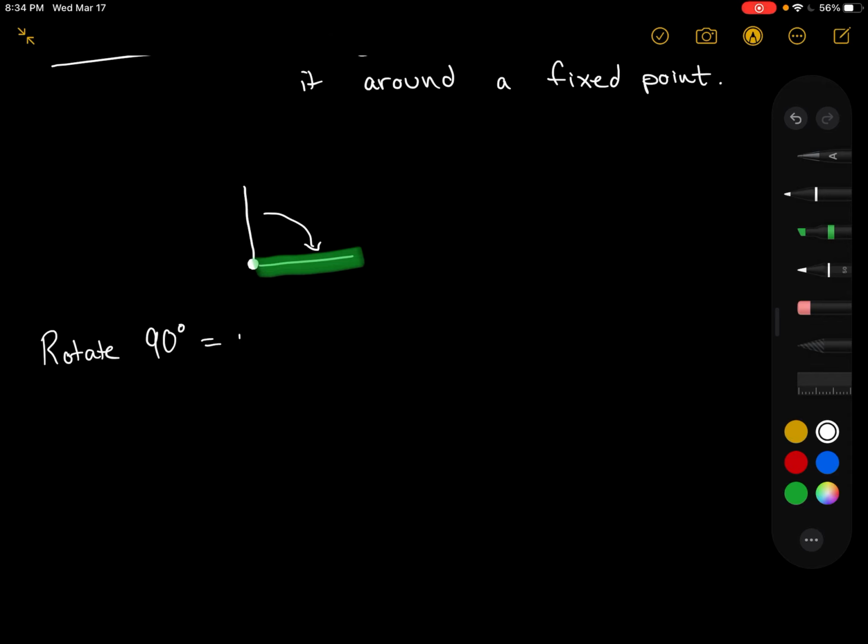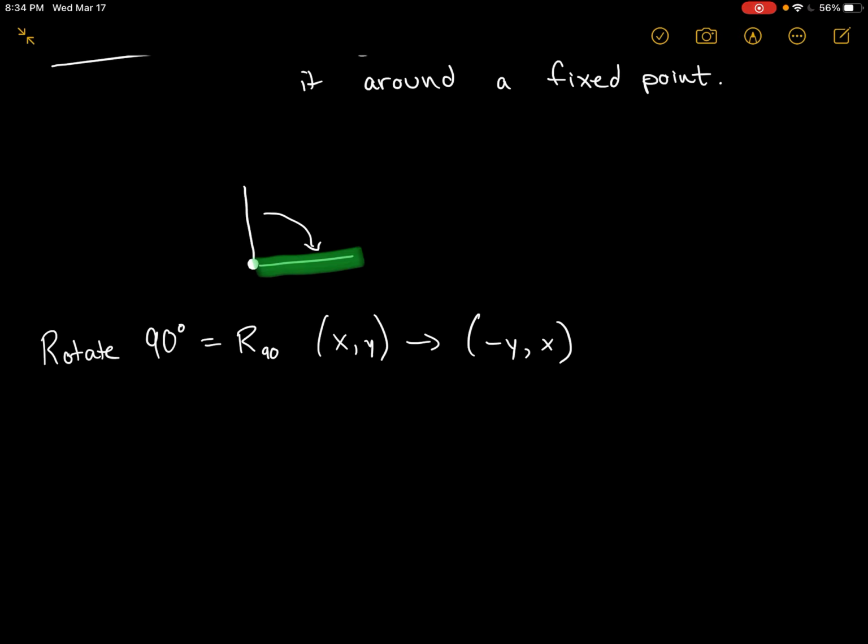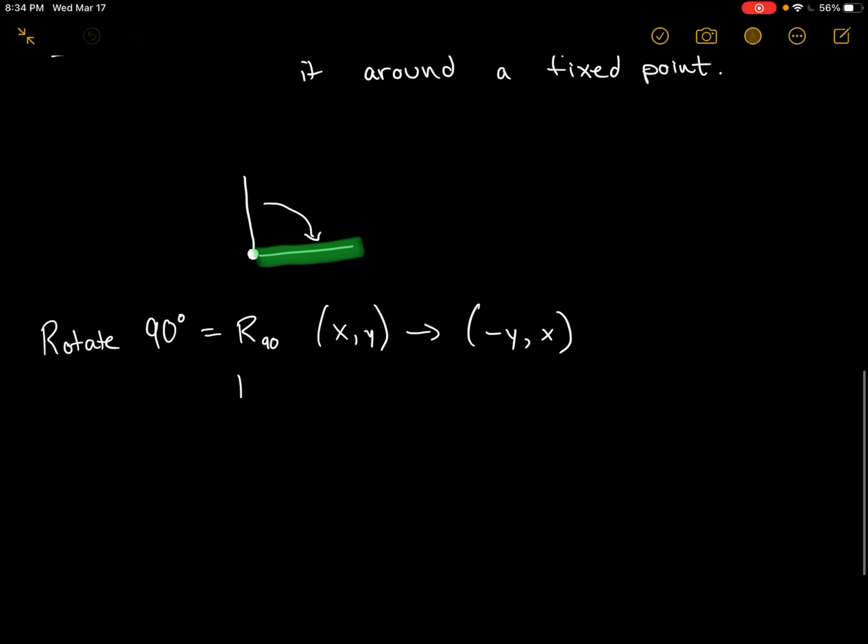If we rotate something 90 degrees, we can use this R90 notation. The way that we do that is we take our XY ordered pair, and then we change it to negative Y, comma X. We'll go through some examples for each of these, but the idea is whatever was X is now your Y term, and whatever is Y, the opposite sign of that becomes your X term.